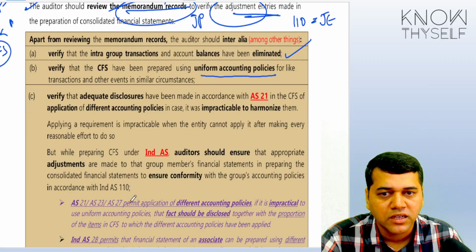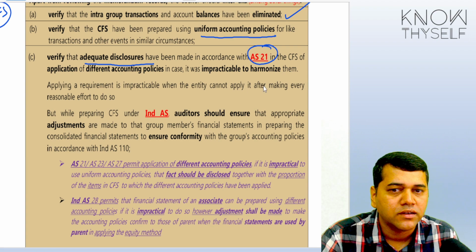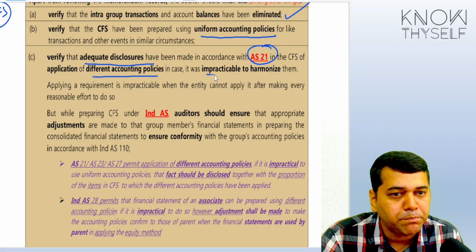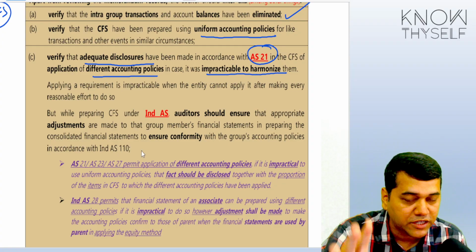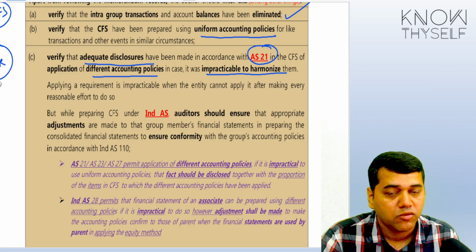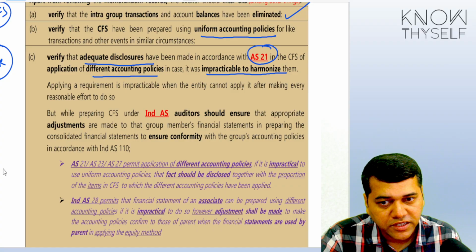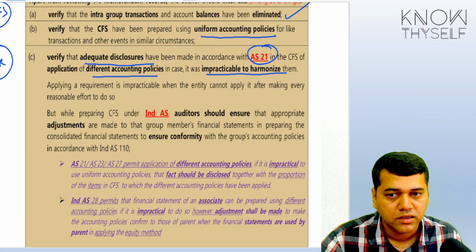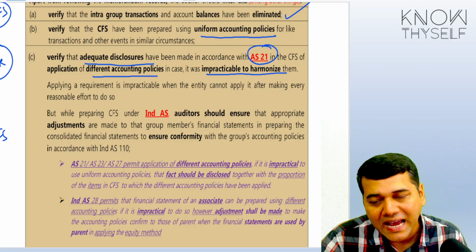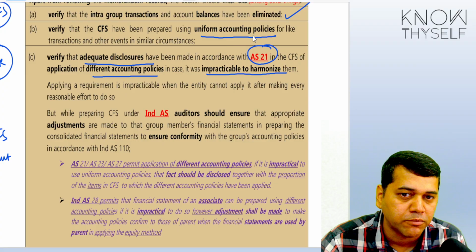Pay special consideration. Verify that adequate disclosures are made as per AS 21, in case of application of different accounting policies where it is impracticable to harmonize. Okay, so there is one difference here. They can ask you very specific examination questions on this point. Note down what they are trying to tell. First of all, you may have multiple subsidiaries, and their accounting policies can be different. But when you talk about a CFS, every subsidiary's accounting policy should be as per your parent. This is called harmonization of accounting policy.